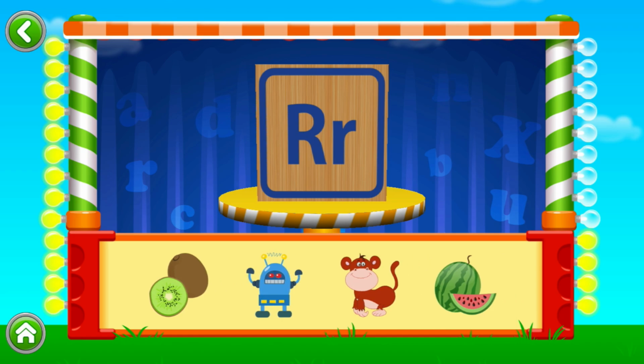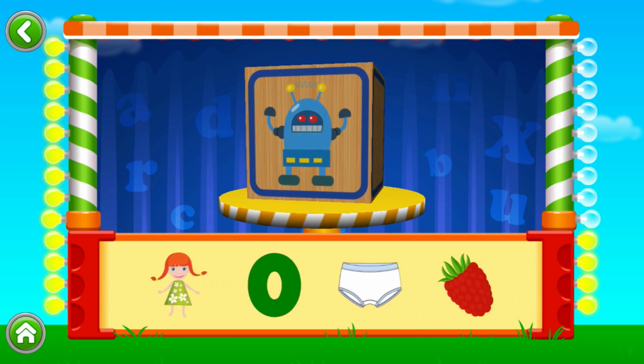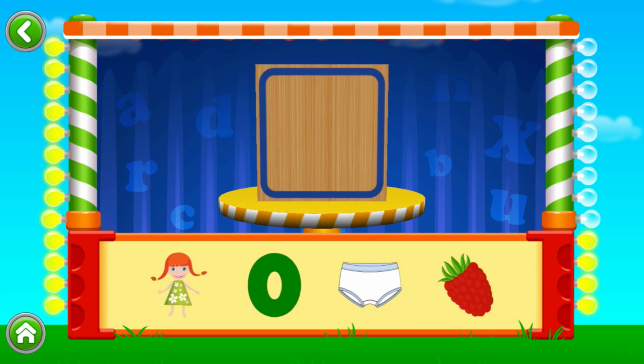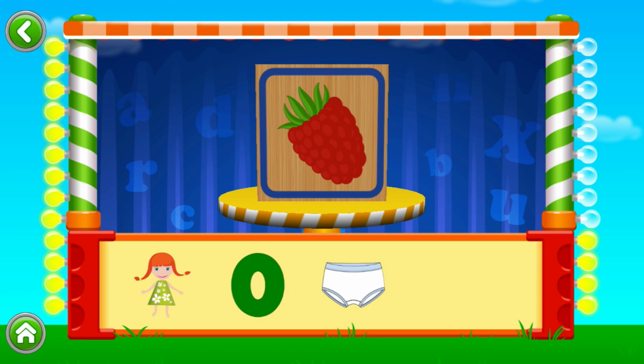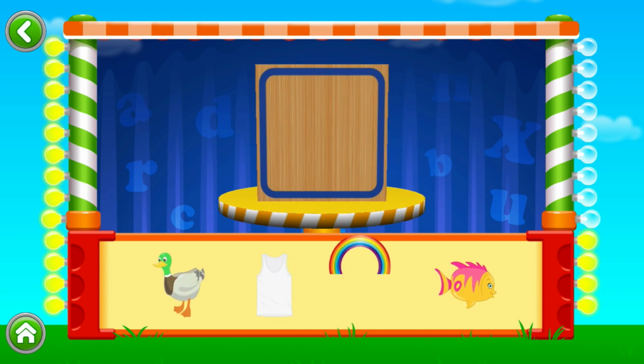R. Robot. Go ahead and turn the letter cube. Raspberry. Now, let's do the next side. Rainbow.